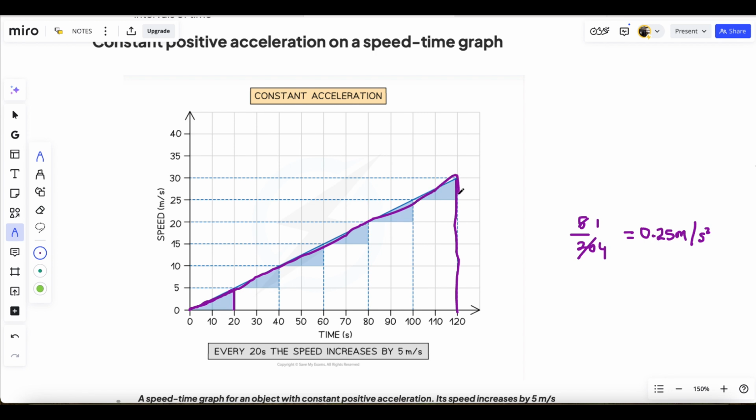So a student might decide to use the whole as a triangle by saying 30 minus 0 on the vertical axis, which is 30, all over 120 minus 0, which is 120. If you divide this, you still get 1 all over 4. This 0 cancels this 0, 3 into 3 gives 1, and 12 divided by 3 gives 4. So 1 all over 4 is the same thing. Whichever way you do it, you get the same 0.25 meters per second squared as the acceleration of the motion of the graph.